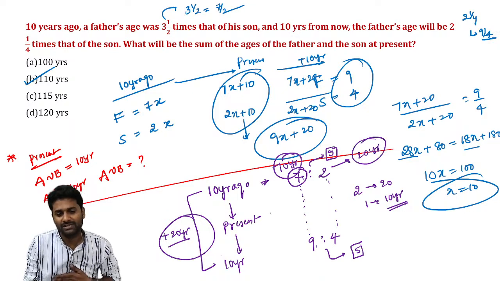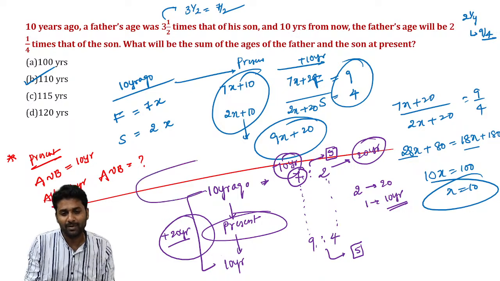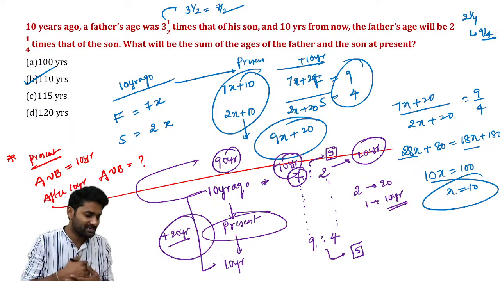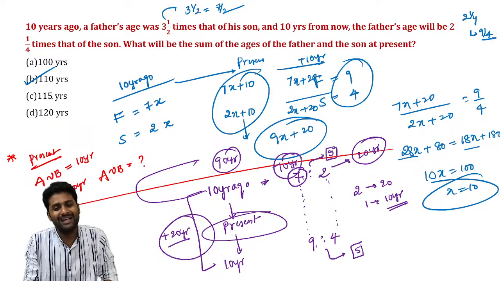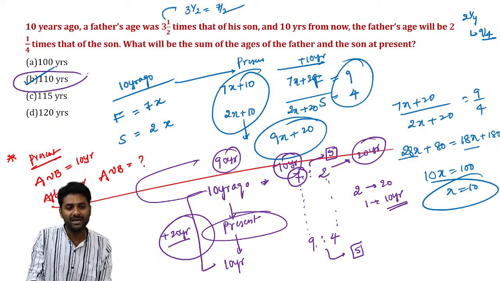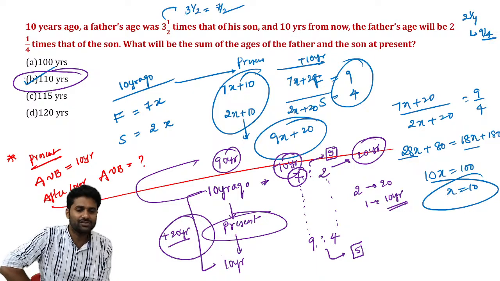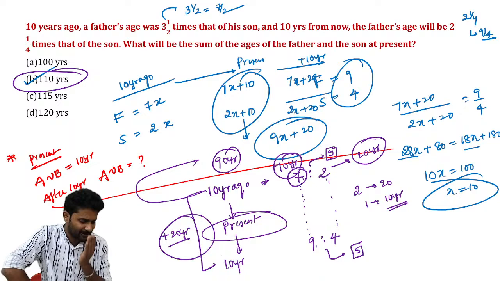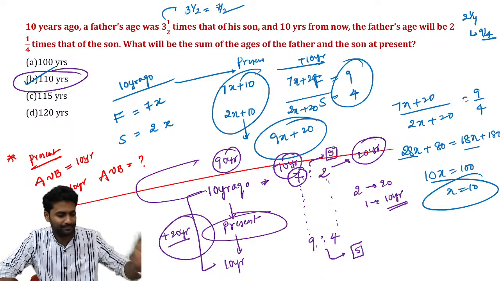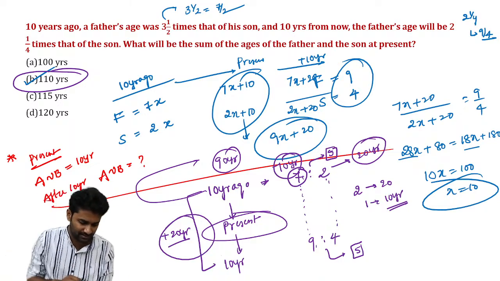But here the question is, what is the sum of their present ages? The sum of their ages 10 years ago is 90. But after 10 years, the father increases 10 years and the son also increases 10 years. So for the total sum you have to add 20 years to the 90. That's why the sum of the present ages is 110 years. We are not framing any equation. If you understand that the difference must be the same, based on that point you can solve it.